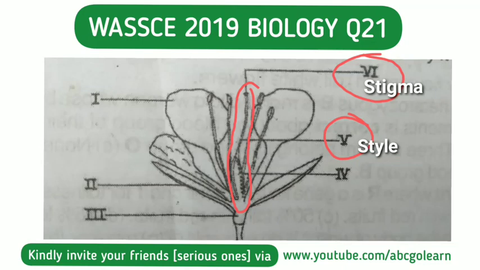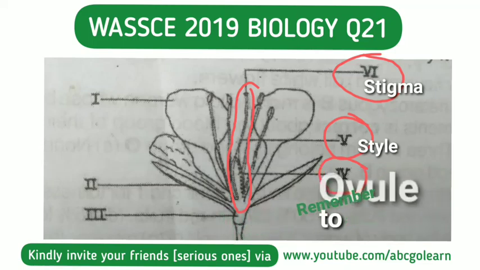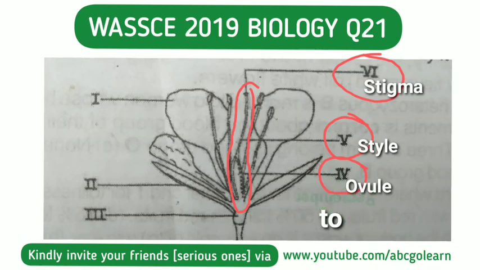So now talking about this V. It is the style. That's what we call the style. It gives support to the stigma. So the next one I'll talk about now is IV. The IV is the ovule. If you check it very well, it is the ovule.